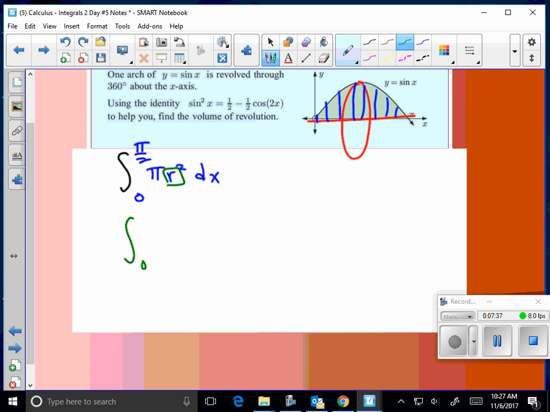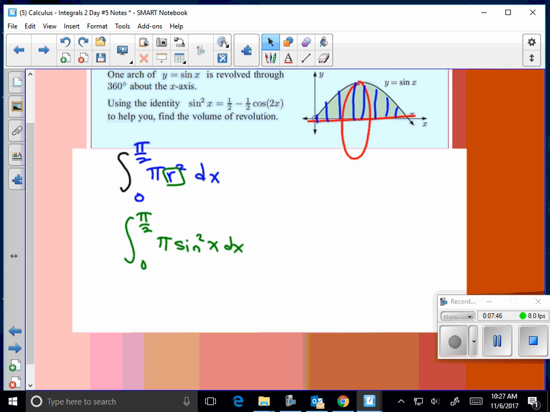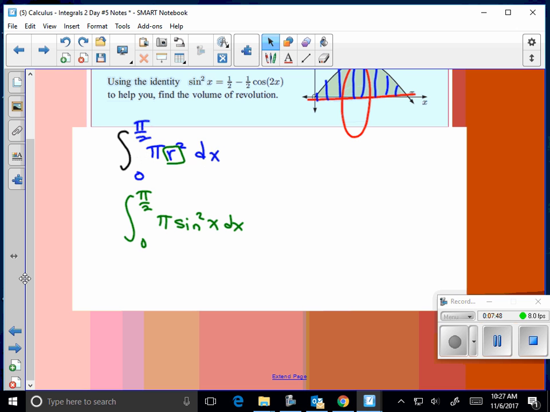So we're going to take the integral from 0 to pi over 2 of pi times sine squared x dx. Why? Because the radius at any given point is whatever the output of sine x is. Right? Now, it's not easy to integrate sine squared x, so we have to adapt it. Okay, so let's do this for just a moment.